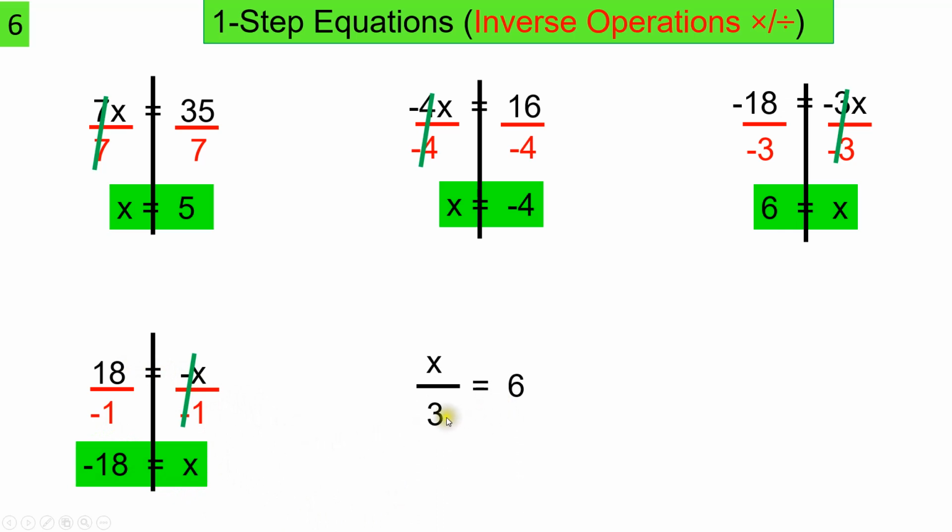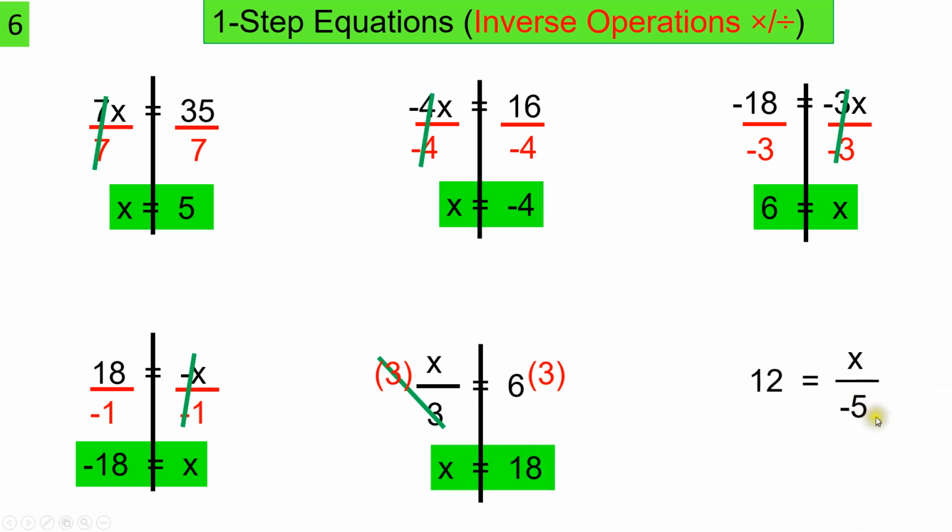All right, so how do I get rid of the 3 on bottom? You got to multiply both sides by 3 on top, right? So these two 3's become 1 or cancel, and you got x is equal to, not 6 to the third, it's 18. 6 times 3, right? X is 18.